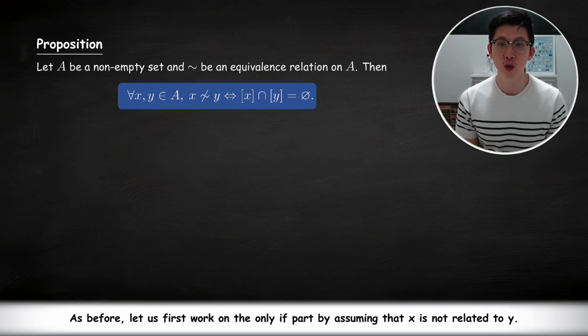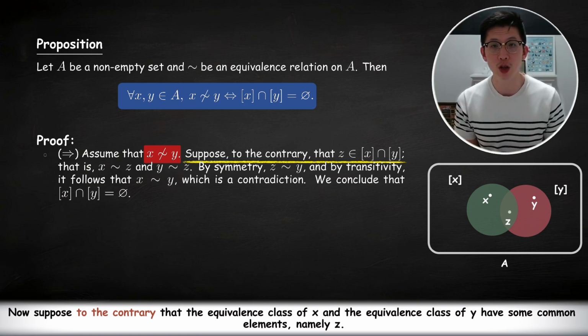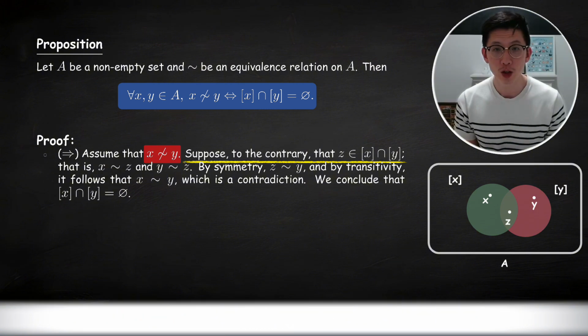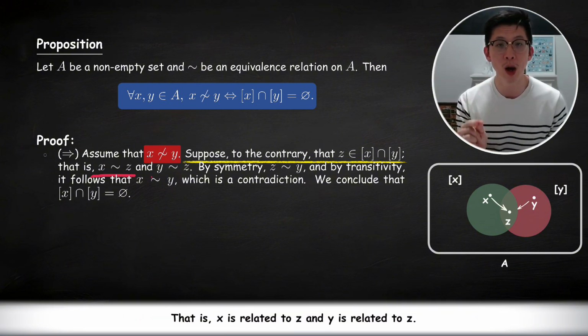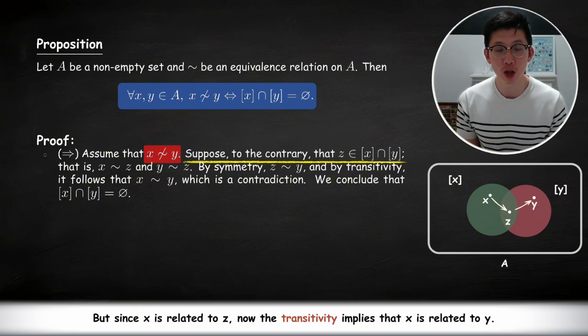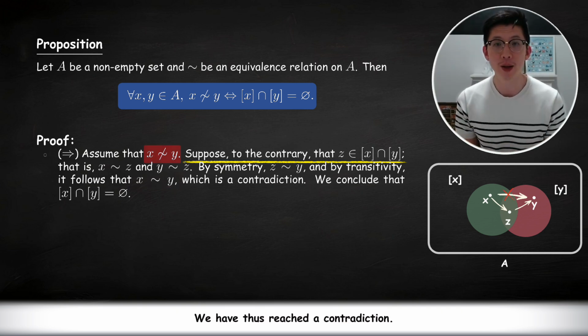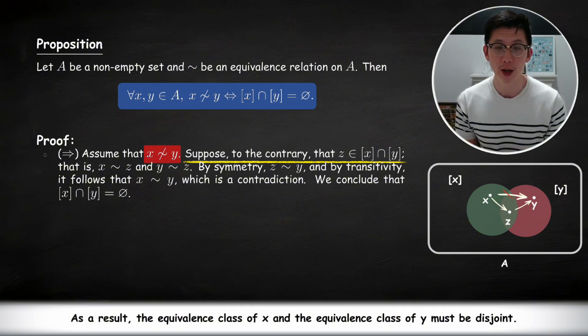As before, let us first work on the only if part by assuming that x is not related to y. Now, suppose to the contrary that the equivalence class of x and the equivalence class of y have some common element, namely z. That is, x is related to z and y is related to z. Now, since y is related to z, by symmetry, z is related to y. But since x is related to z, now the transitivity implies that x is related to y. We have thus reached a contradiction. As a result, the equivalence class of x and the equivalence class of y must be disjoint.